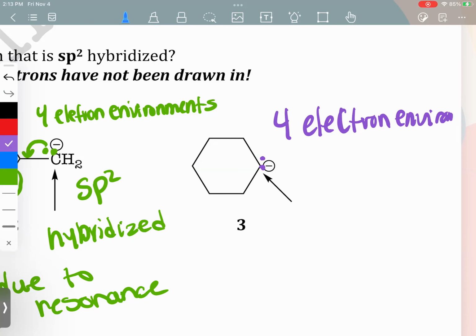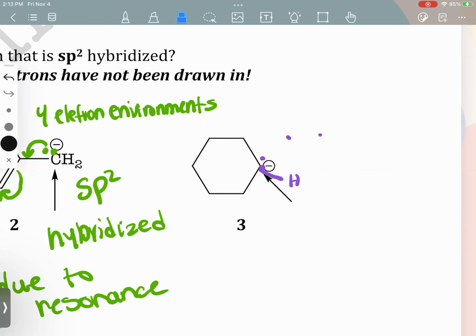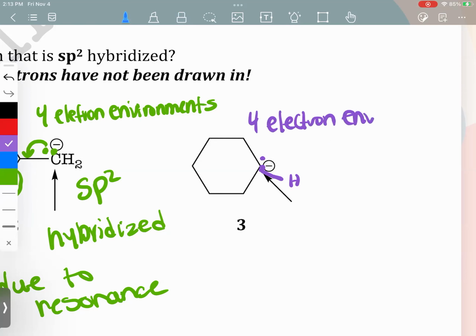Lone pairs will always count as 1 because they're a pair. They stick together, so you count them as 1, and let's not forget the hydrogen. So you have 3 bonds and a non-bonding lone pair. So that's 4 electron environments around this carbon. So that means it's what type of hybridization? If there's 4 of them, it's sp3. Right, so sp3.